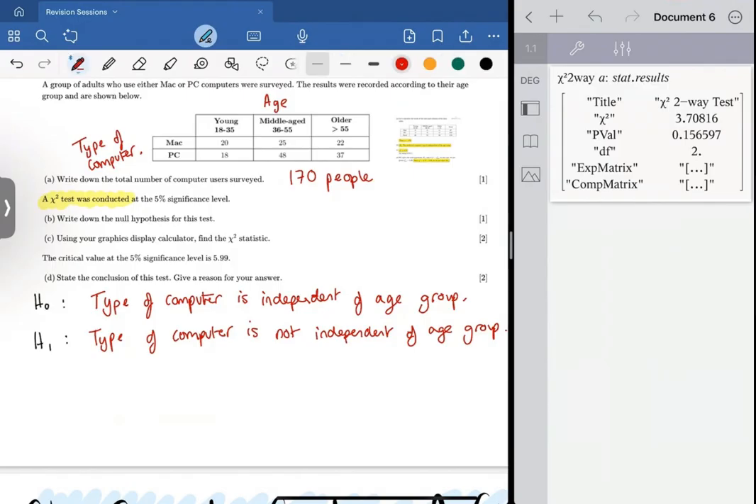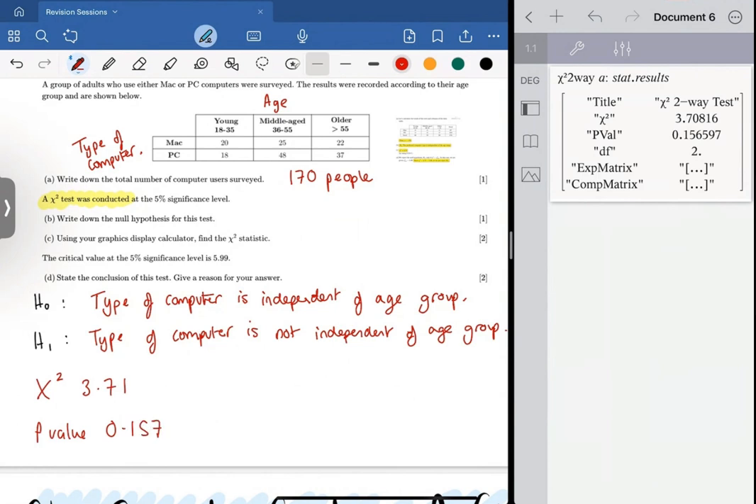I am going to write down the important part of these two. So we have the chi-squared, which is 3.708, or 3.71 to 3 significant figures. And we have our p-value, which is 0.157 to 3 significant figures.